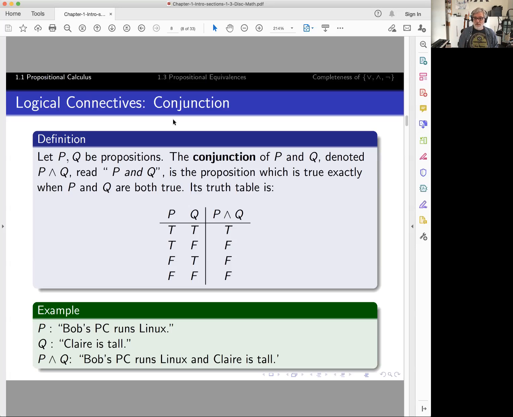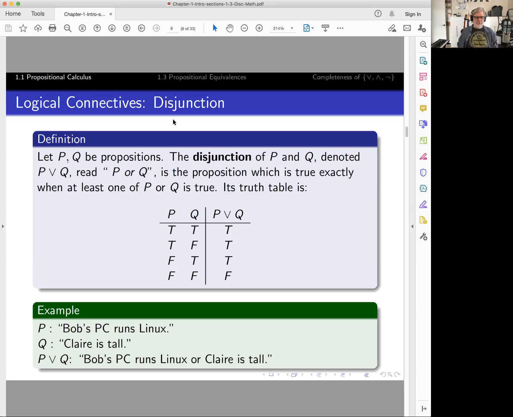Notice immediately, by the way, when we're talking about natural language, Claire is tall. If tall is not defined, then this is not really a proposition, right? We have to have a precise definition of what tall is, but that's another story. So I'm not going to do philosophical logic here. That's not my cup of tea. Okay, so things will always be extremely clear when I give you problems. Don't worry, okay?